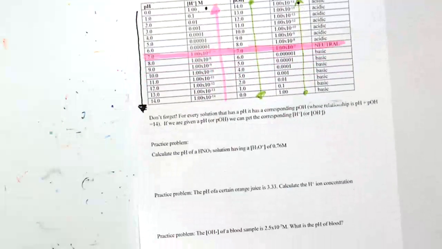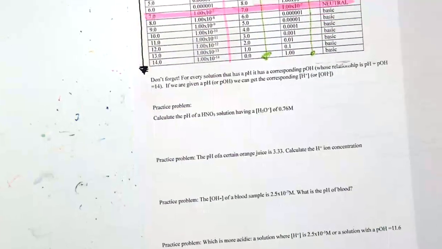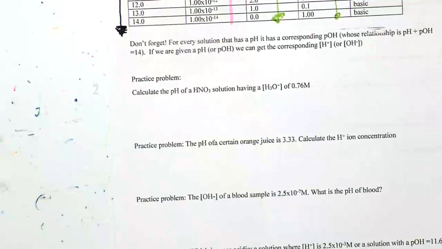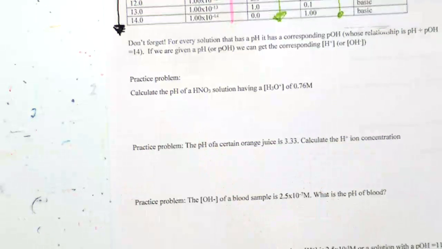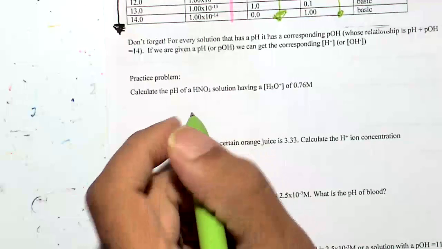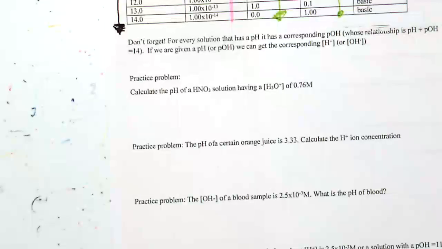All right, shall we do some problems here? Acid-base chemistry. Let's see if you guys enjoy these types of problems. Calculate the pH of a nitric acid solution having an H3O plus concentration of 0.76 molar. So what do we know about nitric acid? What type of acid is it? It's not just an ordinary acid.